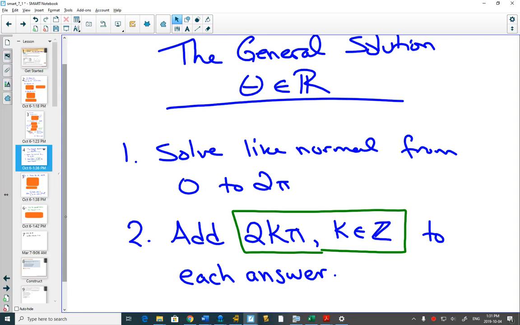And then once you've found those answers between 0 and 2 pi, in order to write all of the answers, you just have to write all the coterminal angles. And we've done this before. So each answer you add 2k pi to, where k is an integer. And then you'll be able to find them all.